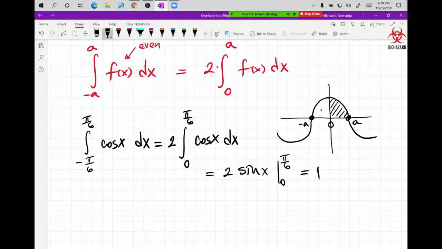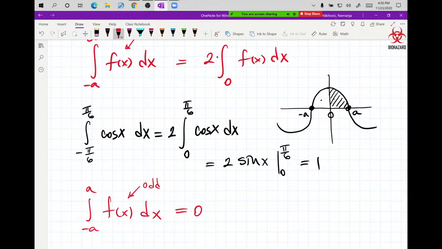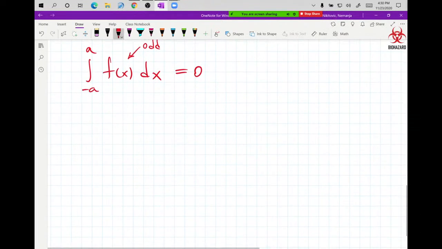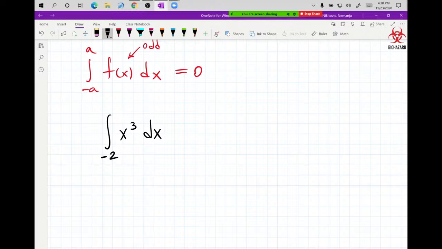Done. The second formula, as you guessed it, is when f of x is odd. And then the integral simply equals 0. So you don't even have to compute it. If you know that your function is odd and you have a symmetric interval, it's just 0. Now, an easy example of this would be, let's say, x cubed dx from negative 2 to 2.